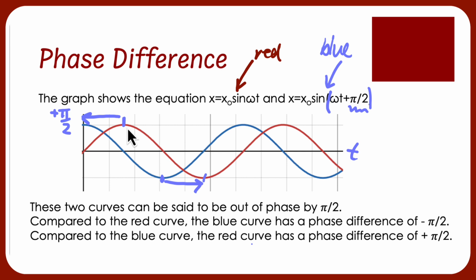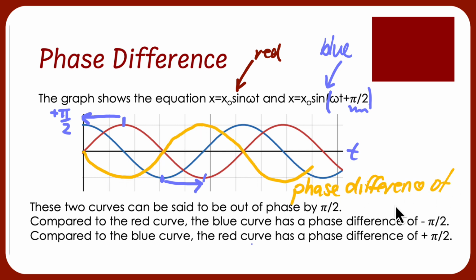I could have also, compared to the red, I could have done one that had a phase difference of pi. It would have looked like this. And if you've already done the motion graphs for simple harmonic motion, you would know that if the displacement time graph looked like this, our acceleration time graph looks like the yellow one. They're actually a phase difference of pi.